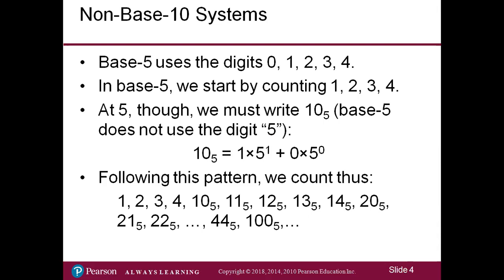That's 4 groups of 5. That's 20 plus 4 units, so 24. So at the number 25, we have 1, 0, 0. That is one group of 5 squared for 25 and no groups of anything else.